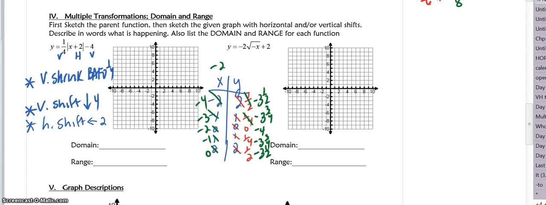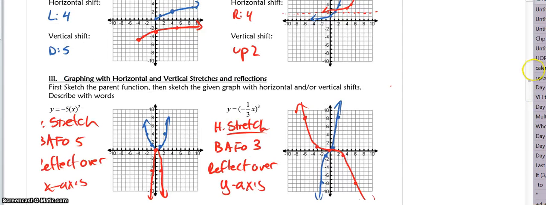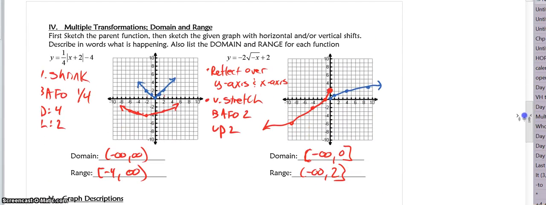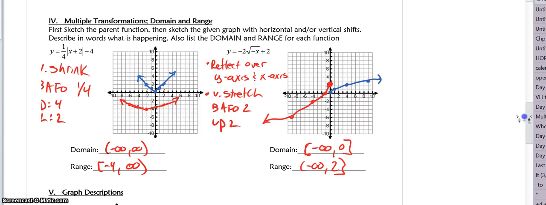So let's take a look at what that graph should look like. So when we're done, that graph should look like that. And here is your domain and range.